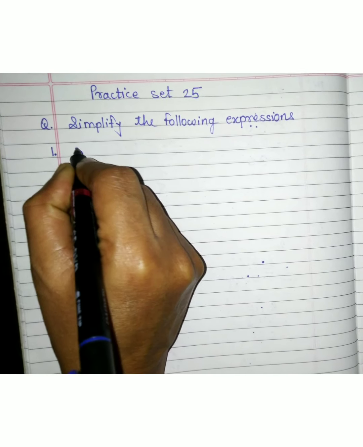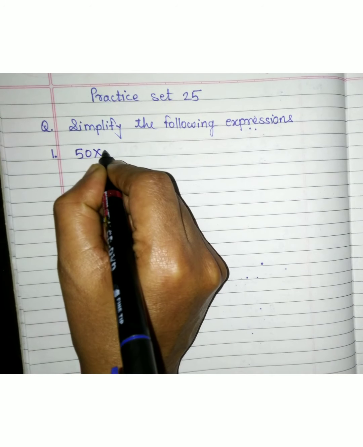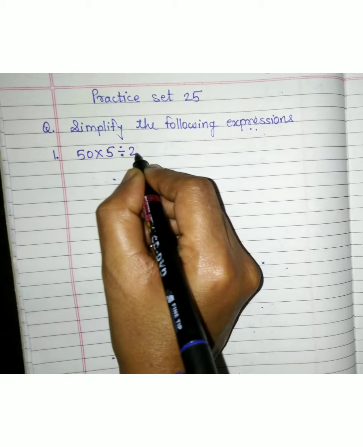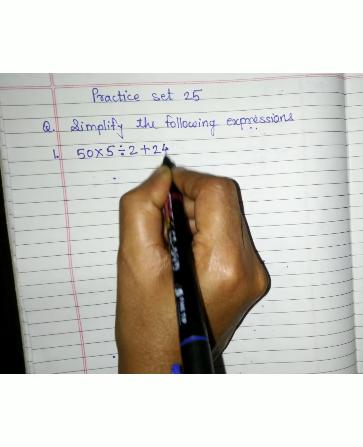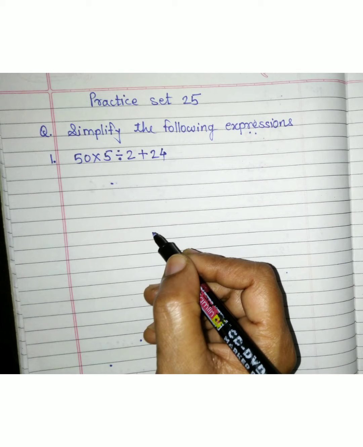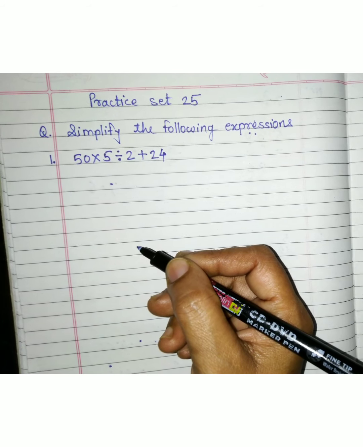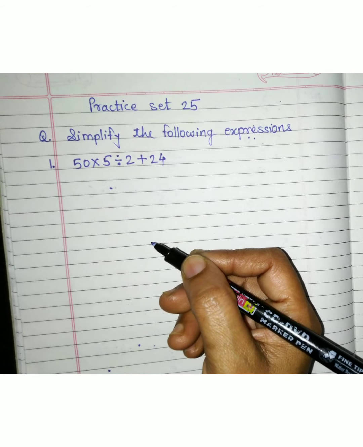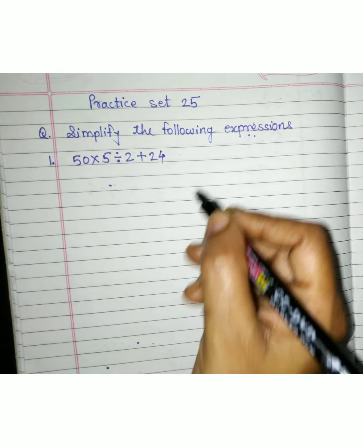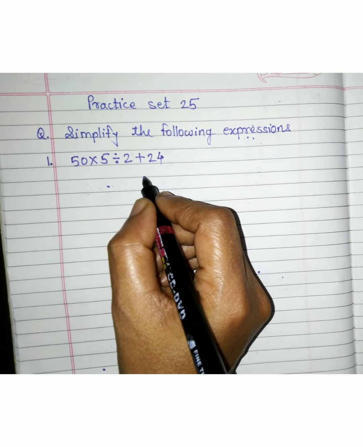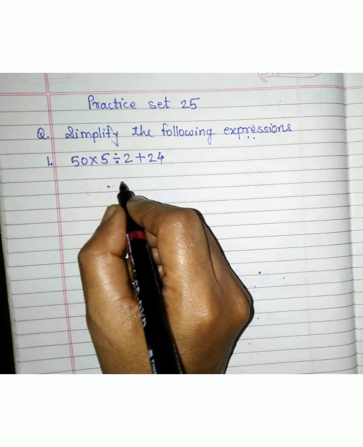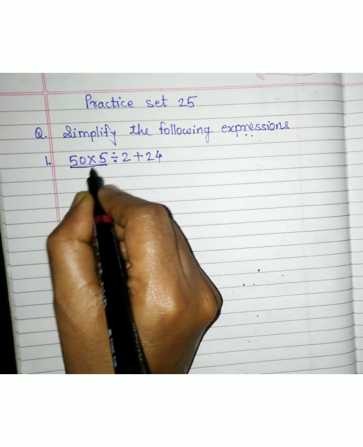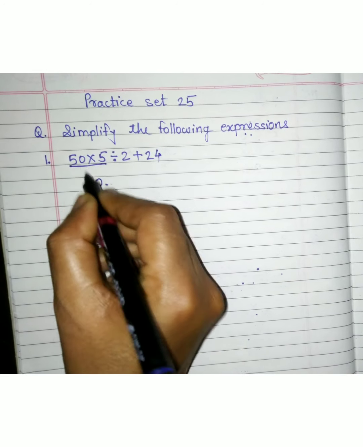50 multiply 5 divided by 2 plus 24. Students, there is a multiplication, division and addition. Brackets are not given, so we will recall those rules. We will do multiplication first. 50 multiply 5. 5 zeros are 0, 5 5s are 25.